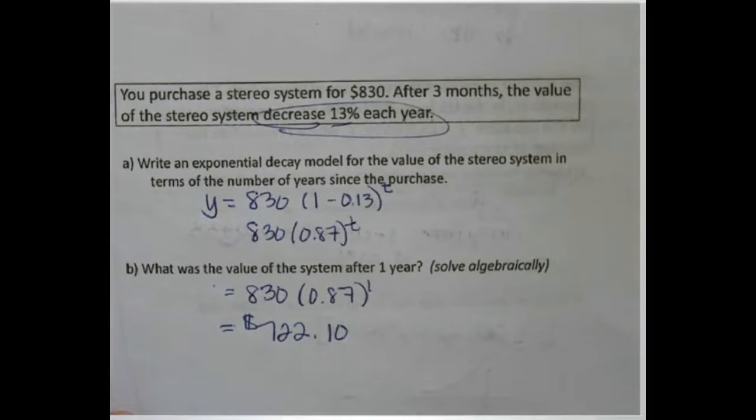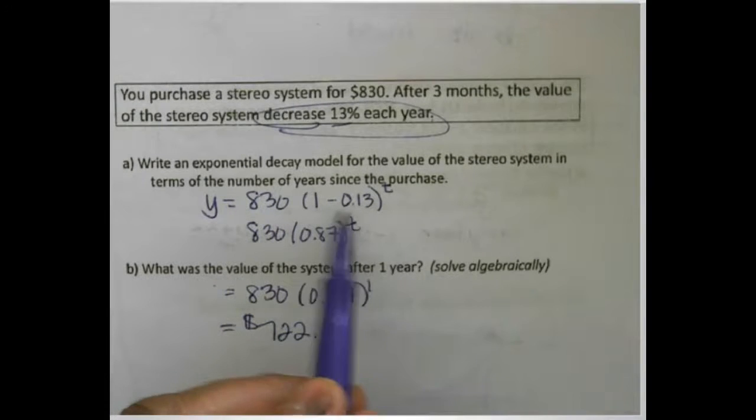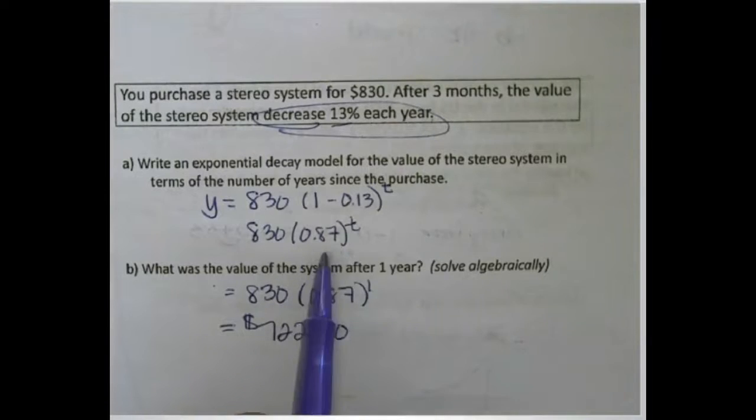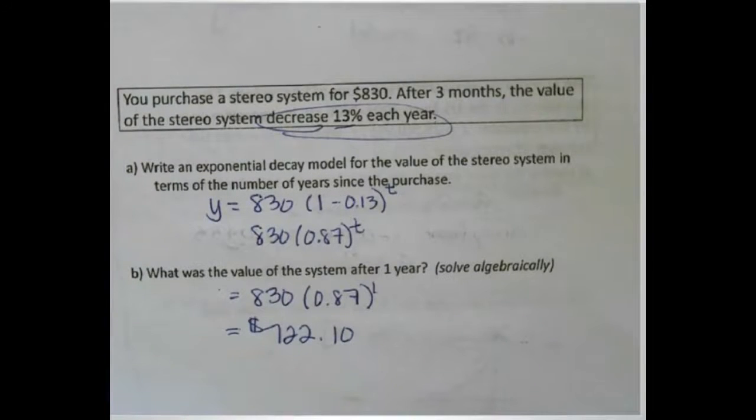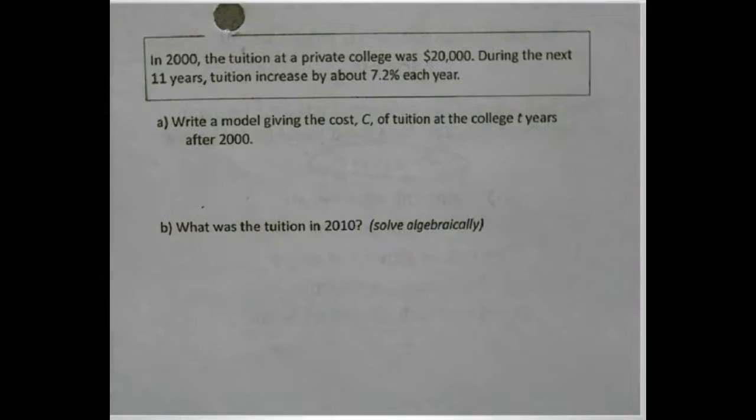Go ahead and press pause and then check your answers with me. Perfect. Go ahead and check your work with my work. This was a decay model, so I subtracted the 0.13 and got 0.87 to the T. And then when I plugged in 1, I got $722.10. Good job.